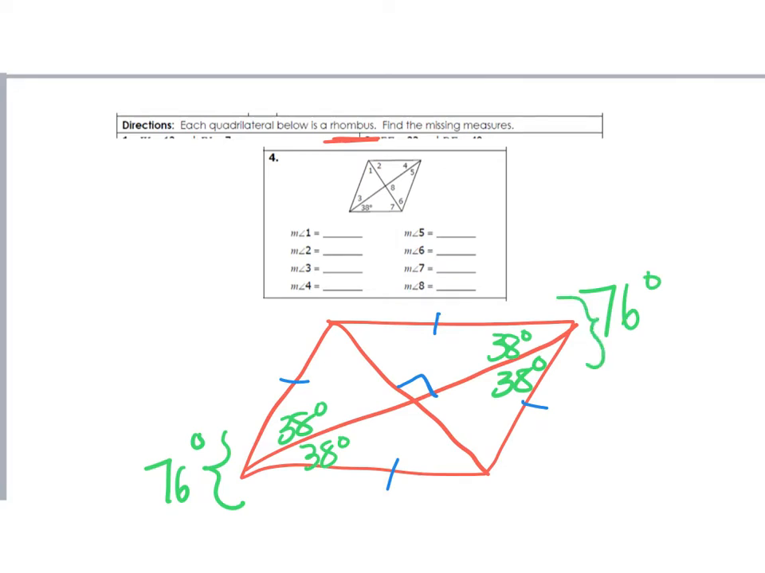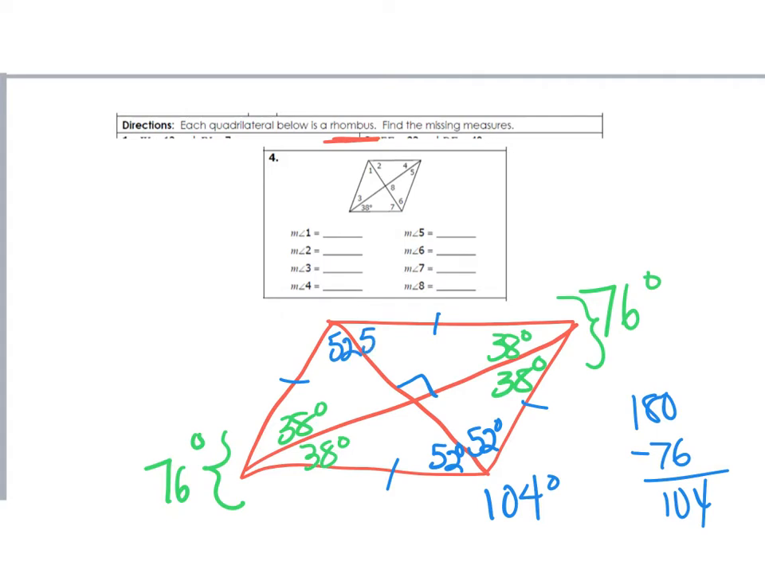Now, based on my properties for a parallelogram, consecutive angles are supplementary. So if I take 180 and subtract 76, what do I get? 104. So what I do know is that this whole angle over here is 104. Well, if it's bisected, then that means this one is 52 and this one is 52 and this one is 52 and this one is 52.